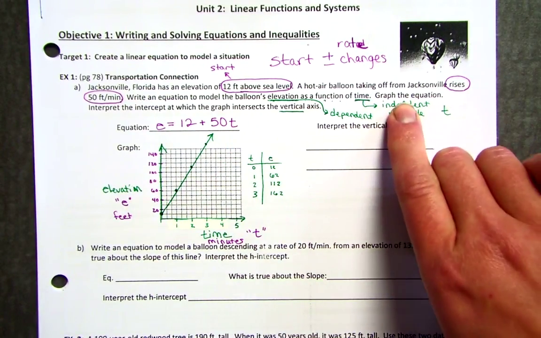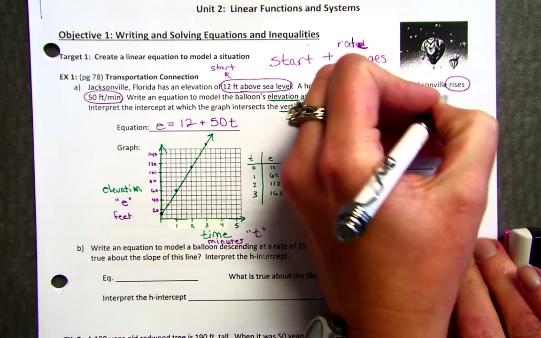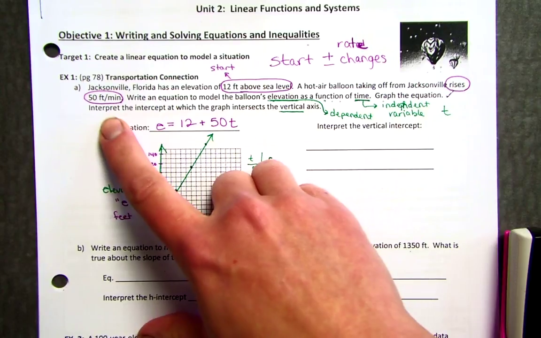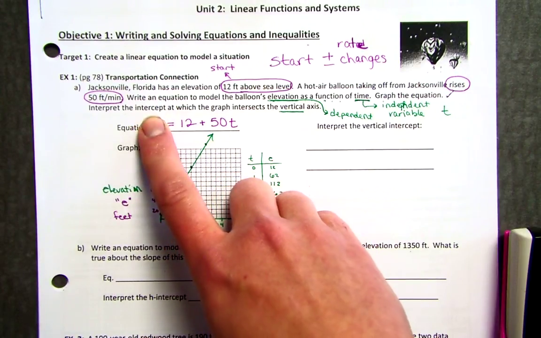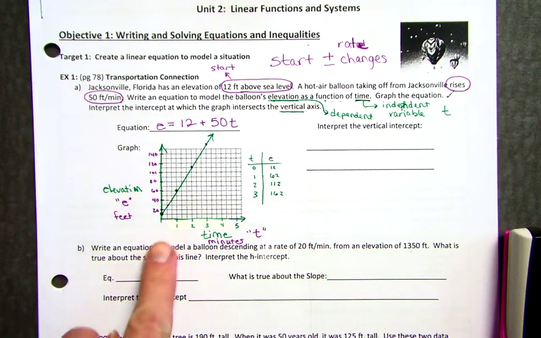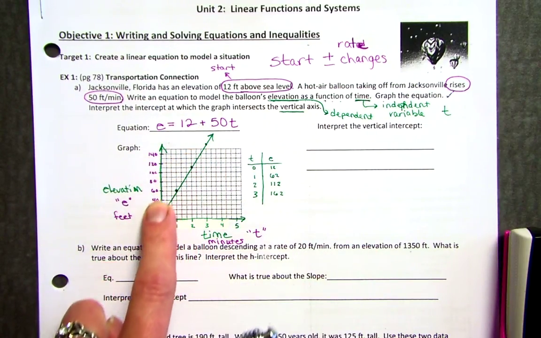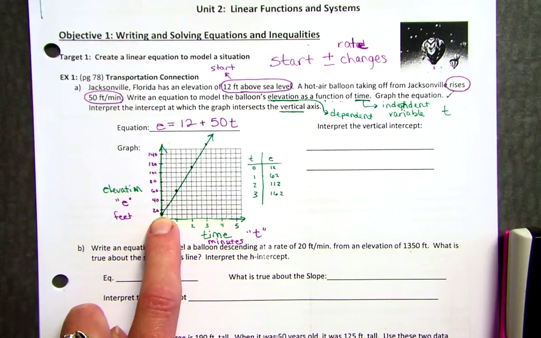Now that we have taken care of graphing our equation, we still have one more question that it's asking us to do. Interpret the intercept at which the graph intersects the vertical axis. Vertical means up and down, so I'm looking at what it means where this graph hits the vertical axis. And as I'm looking here, it looks like it's this point right here.